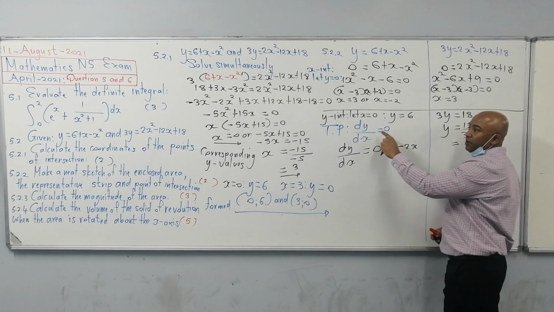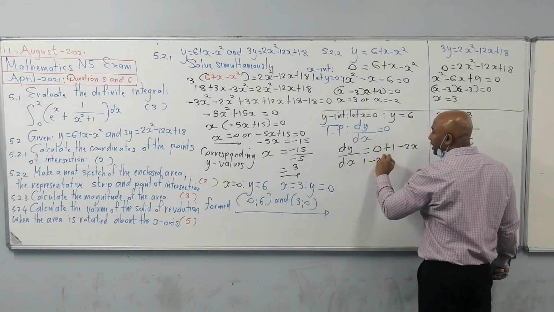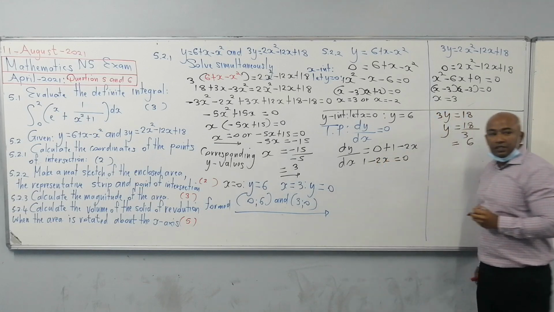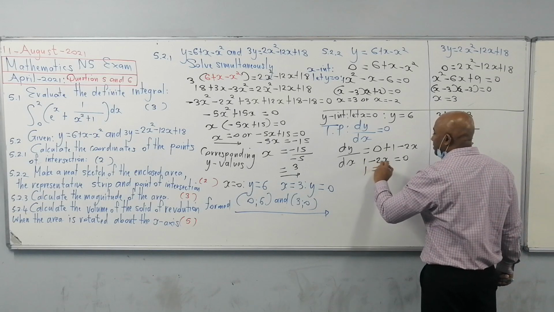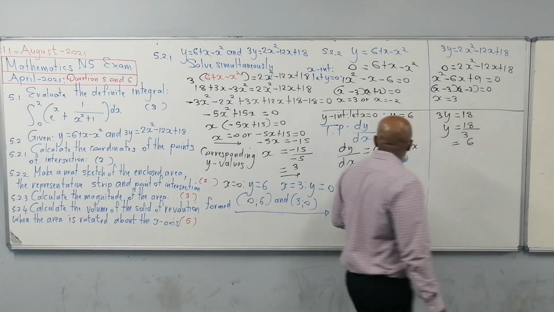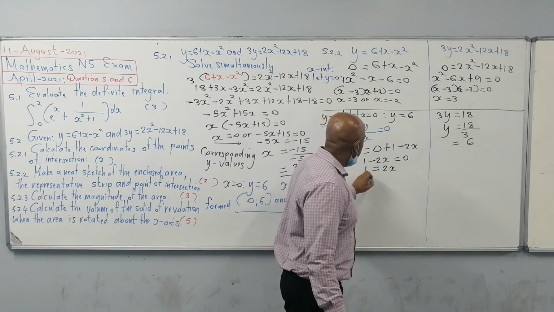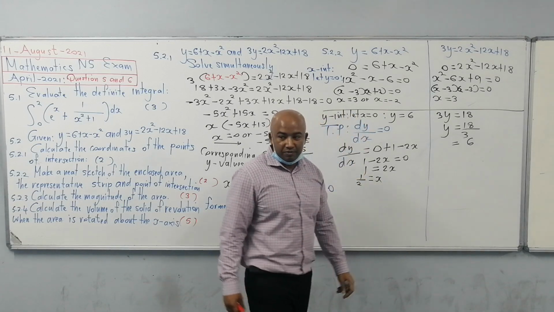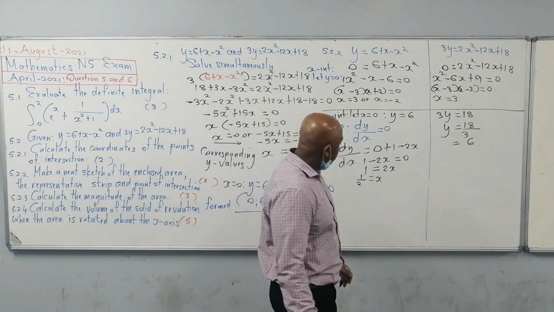So now at the turning point, the first derivative is equal to 0. So 1 minus 2x equals 0. And now we can solve for x. So now 1 is equal to 2x. So therefore 1 over 2 is equal to x. So the x value of the turning point is 1 over 2.